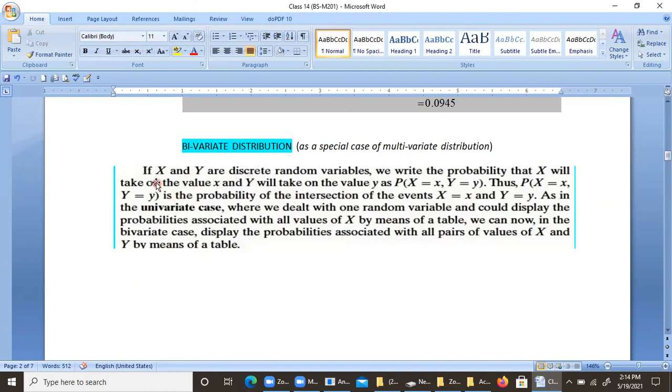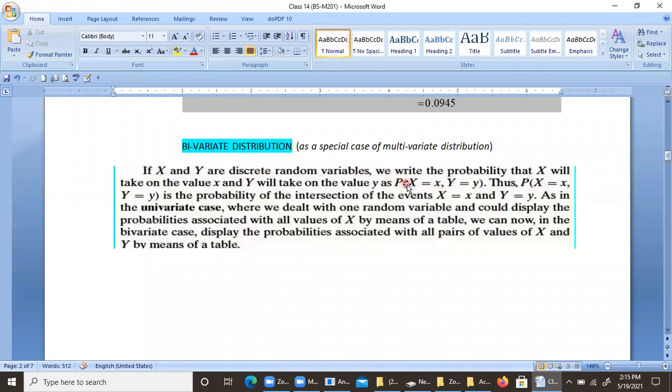How can we define this bivariate distribution? If capital X and capital Y are discrete random variables. In the univariate case, that means the single variable case, we started with discrete problems. Here also, we'll first start with the discrete problems, then gradually move on to the continuous case. So if capital X and capital Y are discrete random variables, we write the probability that capital X will take on the value small x and capital Y will take on the value small y by putting a comma in between, because we are considering the two things simultaneously.